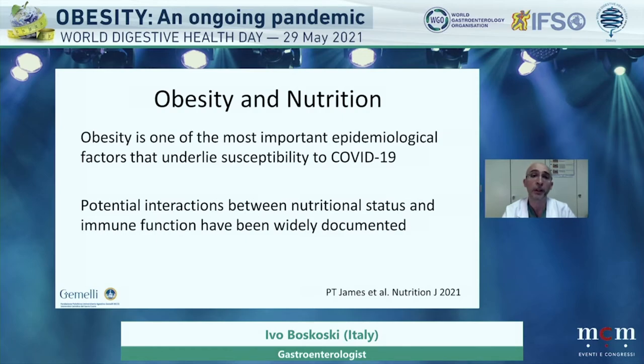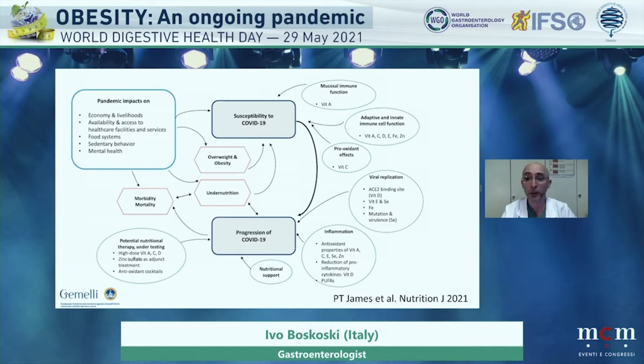So, correlate with nutrition and obesity. We know that obesity is one of the most important epidemiological factors that underlie the susceptibility to COVID-19. And potential interactions between the nutritional status and the immune function have been widely documented. So this is what we already know. What has just recently been published, what we just learned, is that patients with overweight and obesity have undernutrition and other diseases connected to obesity, hypertension, cardiovascular diseases, and so on, especially a lack of some vitamins like vitamin D, A, C, and so on.